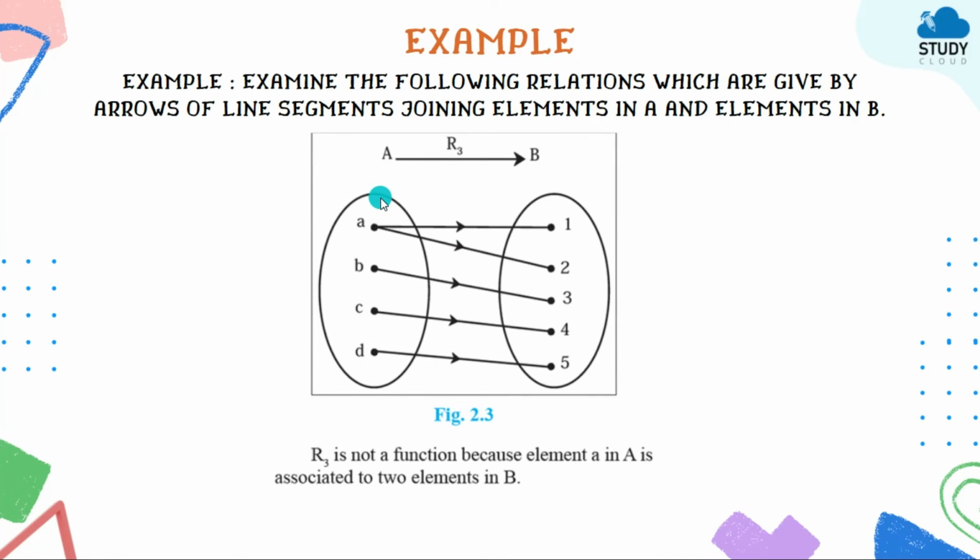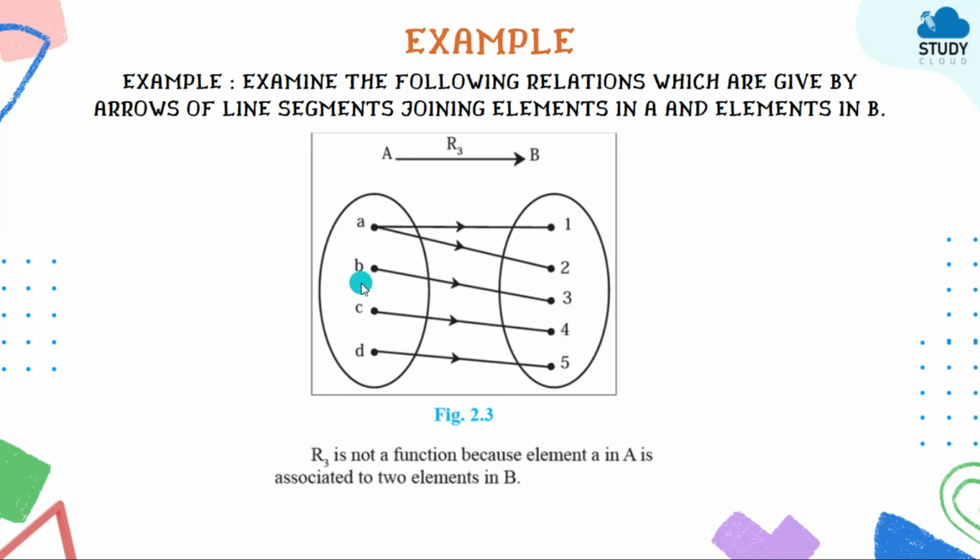See the third example. A to B relation is R3. Here a is associated with 1 as well as 2. See, in the initial starting, a, that is one element, is associated to 2 elements in the second set. According to the definition, elements in A should be associated with only exactly one element of the other set.